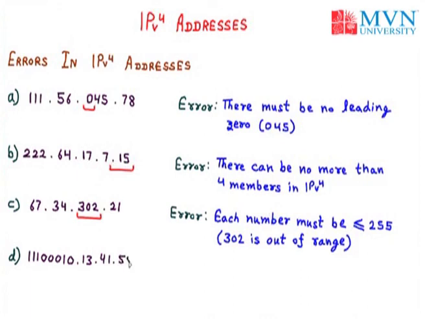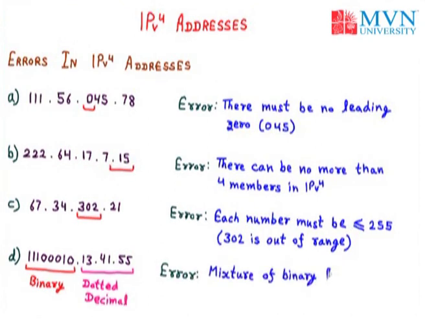Now the next example is 111.0.13.41.55. We have to find the error in this IP address. The main error is that a mixture of binary and dotted decimal notation is not allowed, because the first part is binary and the rest of the octets are dotted decimal. So a mixture of binary and dotted decimal notation is not allowed.